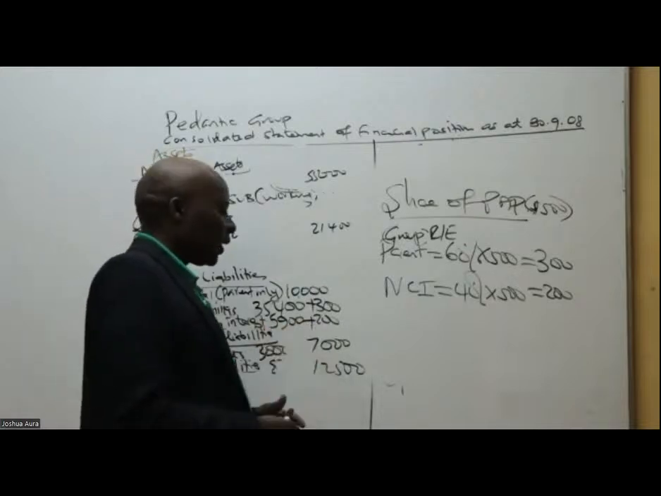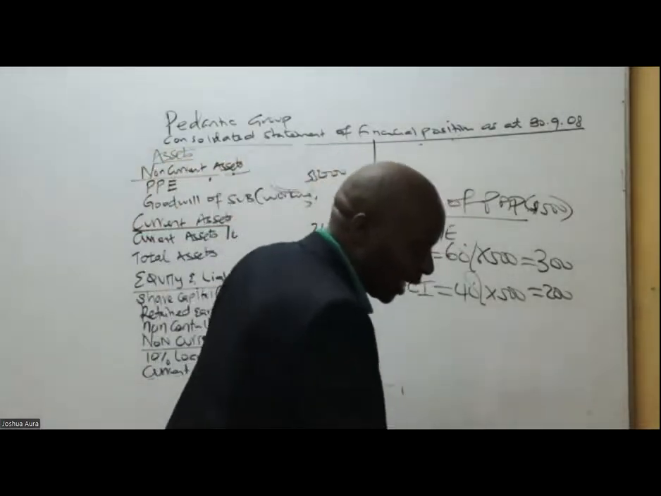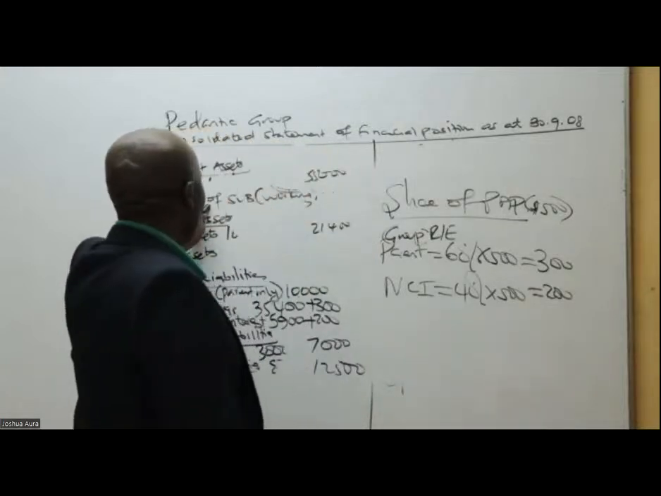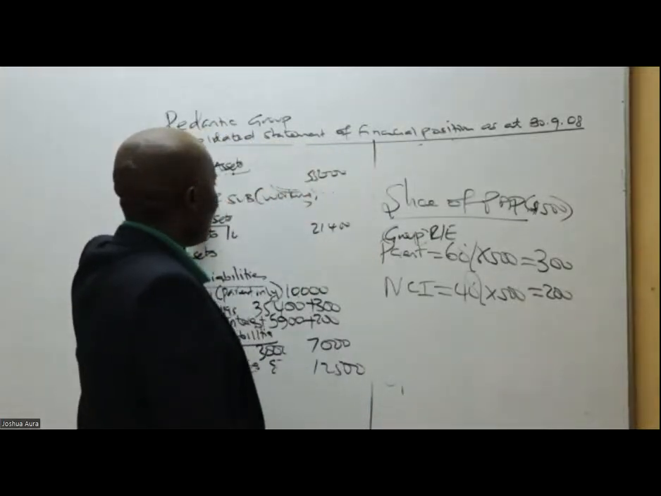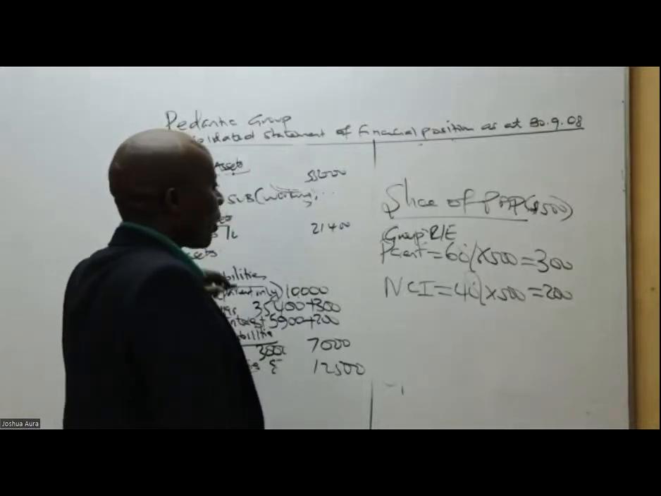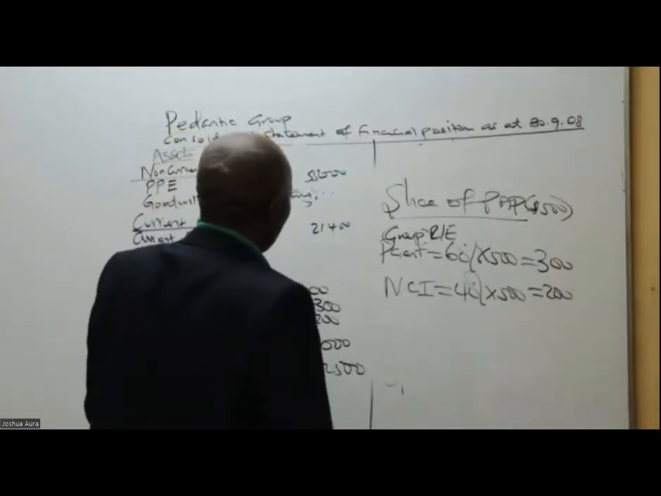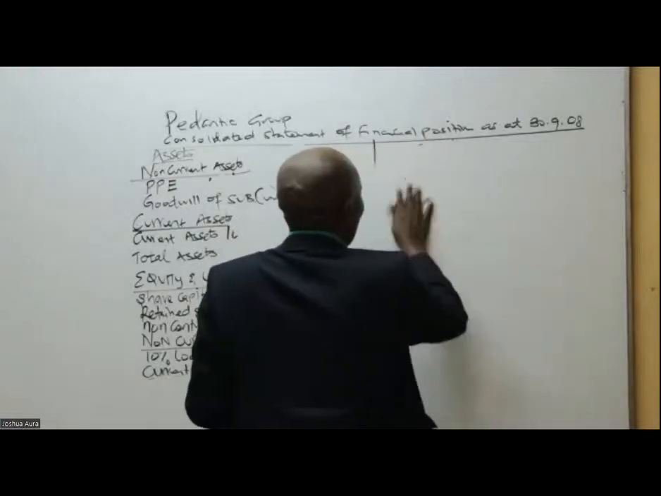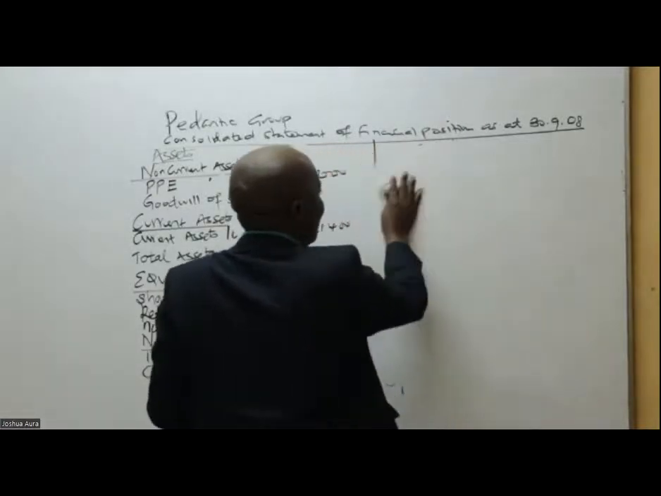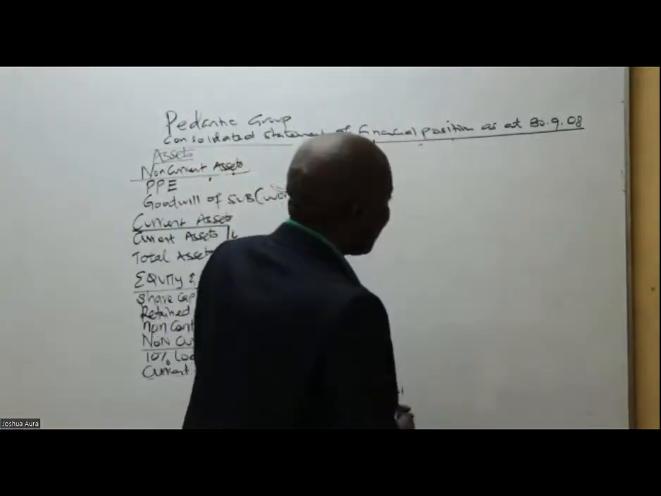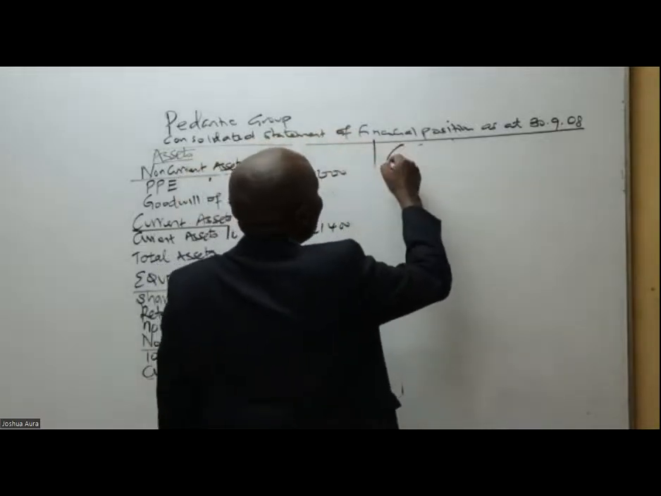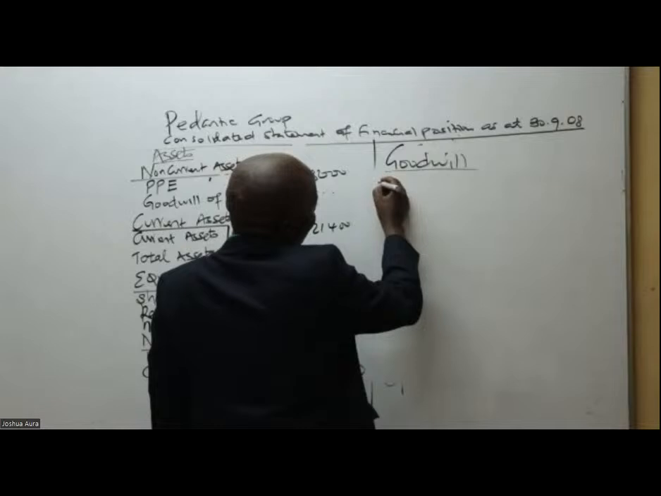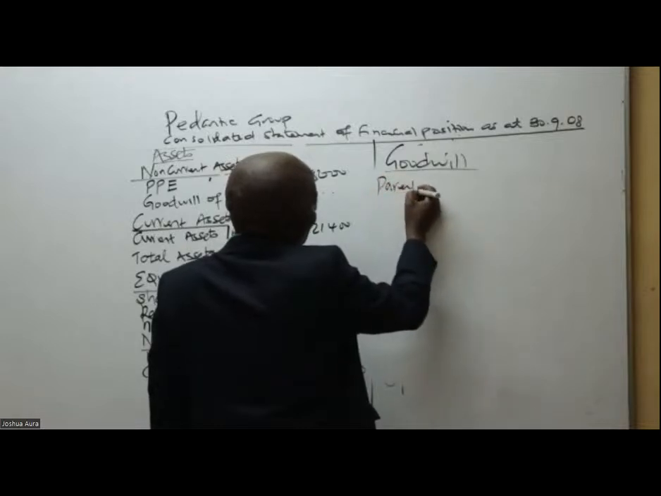So you share like that. So after that, the last working that I need, ladies and gentlemen, now is the working of your goodwill. So now come and do the working of goodwill. How do we get goodwill? It is very easy to calculate. To get goodwill, we normally take the parent's consideration.